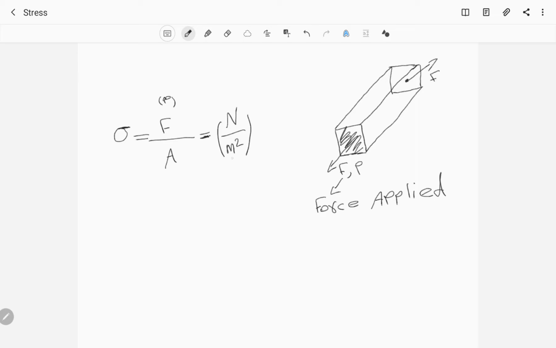And why I always tell my students to use Newton over meter squared is so that they can immediately write it in Pascal, because we measure the stress in Pascal, okay? And remember this symbol here is called sigma. So Pascal equals exactly Newton over meter squared.